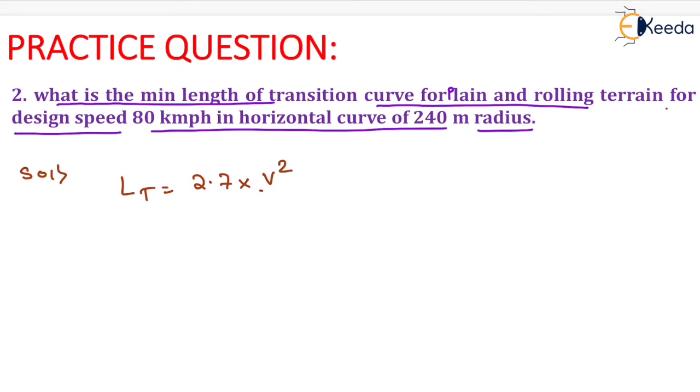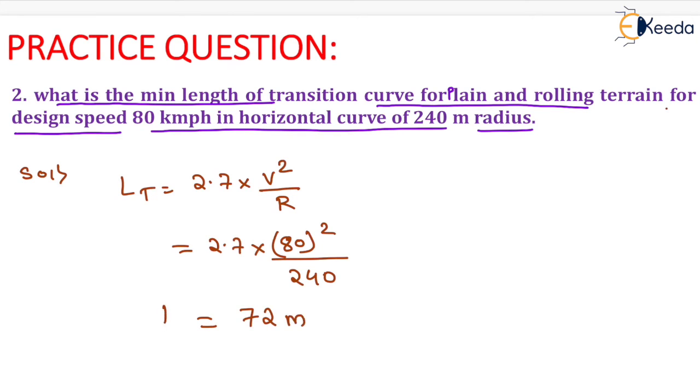Now the value of V is given as 80 km per hour, so it will be equals to 80 square upon the value of radius is given as 240 meter. On solving this, we will get the value of length of transition curve as 72 meter. That will be the value of length of transition curve. That is all about this numerical.